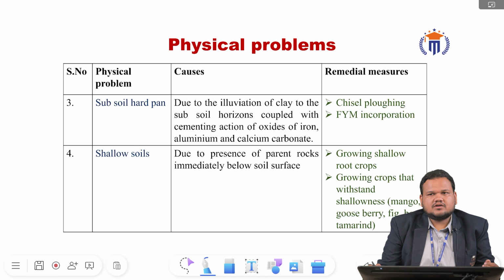And the next problem is shallow soils, in which the rooting depth is very much less. That may be caused due to the parent material, because the rock from which the soil is formed is located very near to the soil. The main remedial measure is growing shallow root crops, or we can suggest crops that can withstand shallowness, such as mango, gooseberry and tamarind.